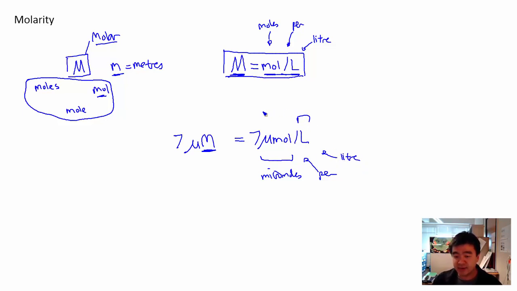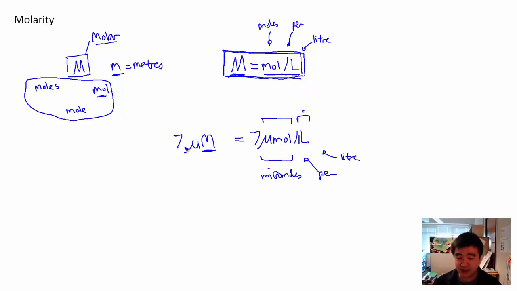This is a volume. This is an amount. It means that in this 1 liter, there's an invisible 1 there, you have 7 micromoles of whatever substance you're talking about. So if you're converting between molarity and moles per liter, it's always very important to note that big M is equal to mol slash L. If you remember that, you won't go wrong when working through molarity.